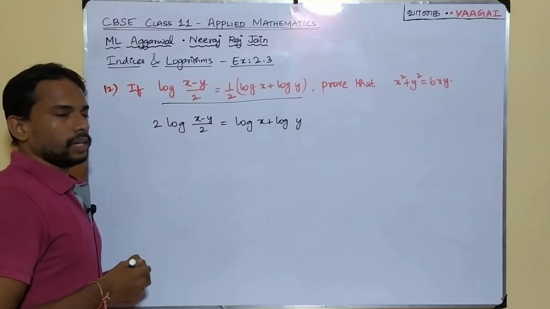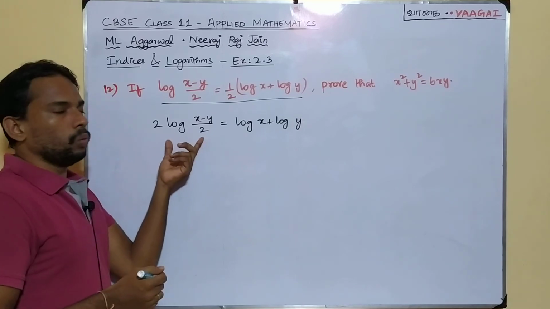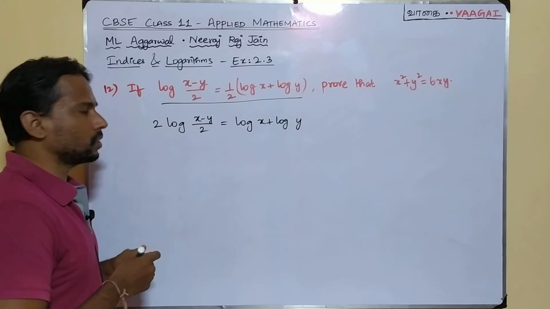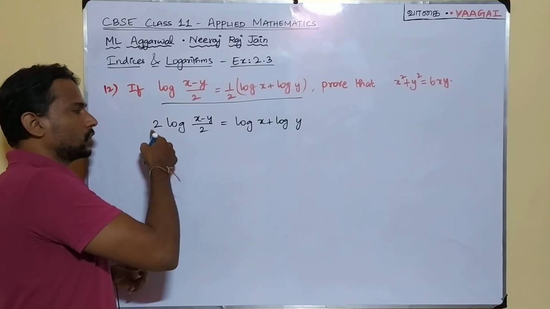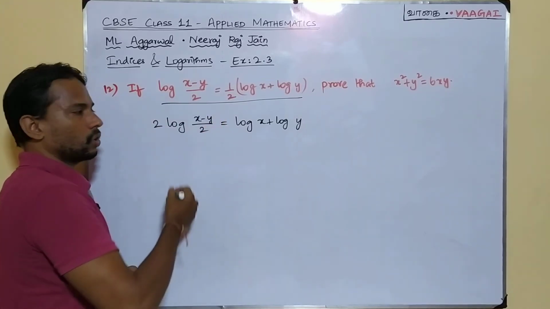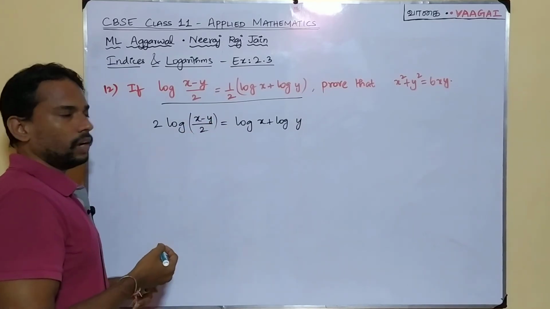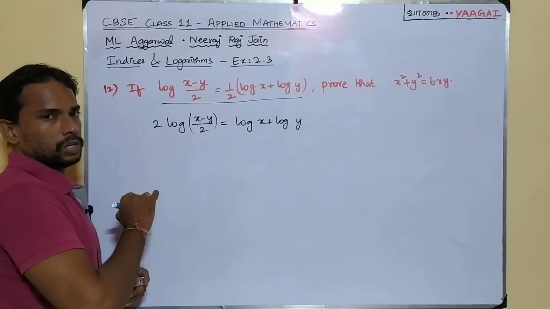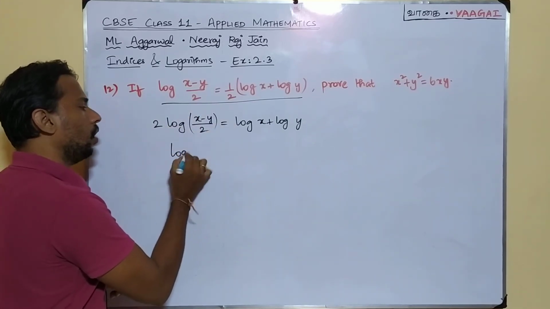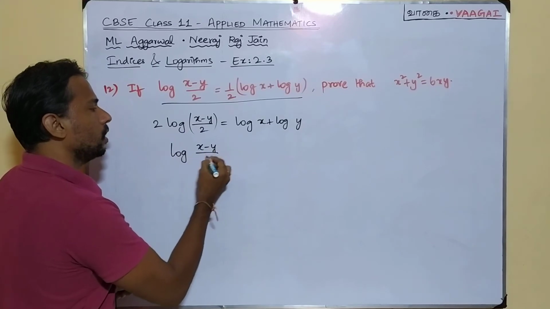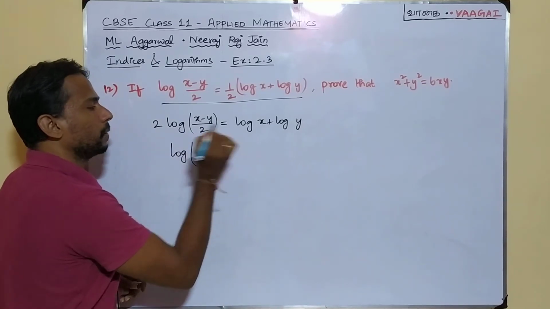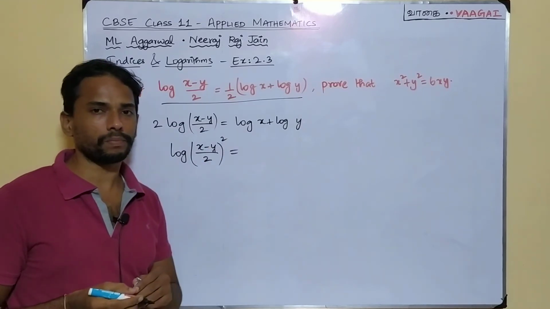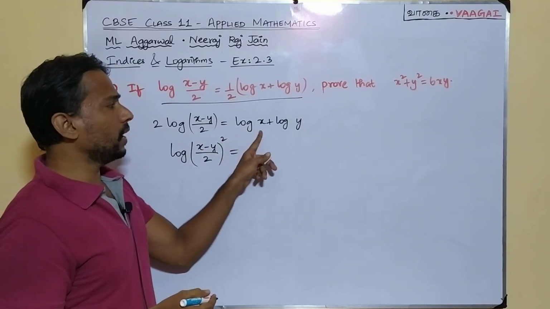Next, I can use the power rule in the left hand side. So when I use the power rule, this 2 goes to the power of this log value, this expression here. So now we get log of ((x minus y) by 2) the whole square, is equal to, now come to the right hand side. On the right hand side we have log x plus log y.